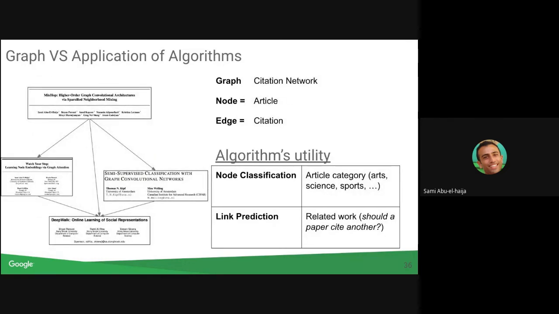And if your graph was a citation network, each node could be an article. Each edge means a citation. So if a paper cites a paper, then in your graph, there's an edge from the citing paper to the cited paper. If you do node classification, then you could be interested in predicting the article category. What is this article about? Is it a science article, sports article, etc.? And if you're doing link prediction, maybe you're trying to predict related work. So are these two papers similar or related in some way?